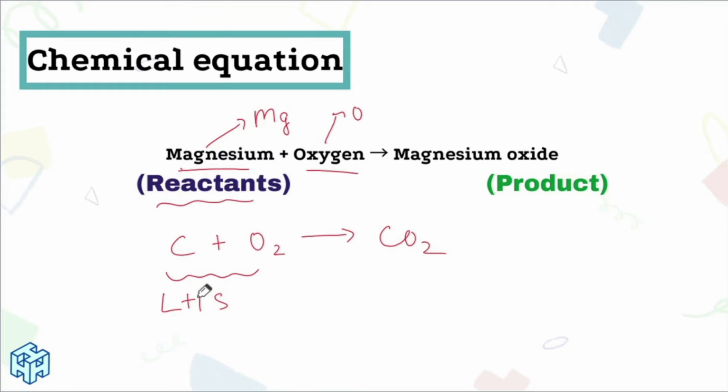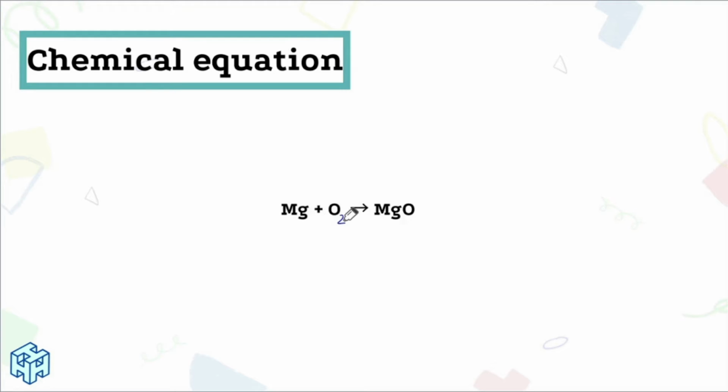The substances on the LHS are called reactants, and those written on the RHS are called products. So in the RHS we write products, and in the LHS we write reactants. When we add both reactants, we get a product. Now let me explain magnesium oxide. When I am adding magnesium plus oxygen, we get magnesium oxide. Did you understand?